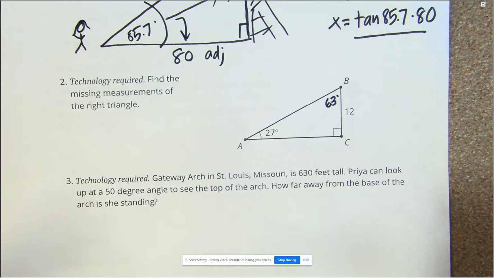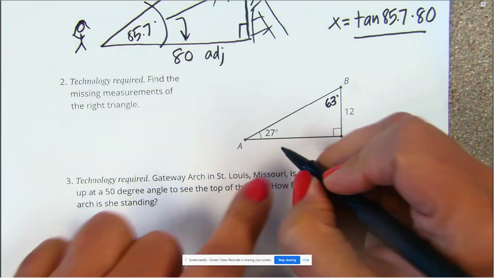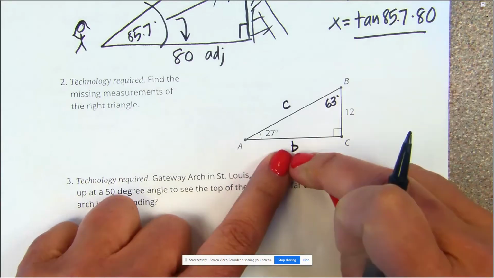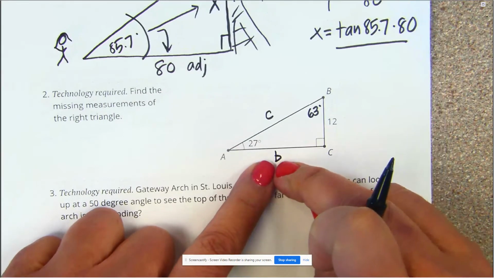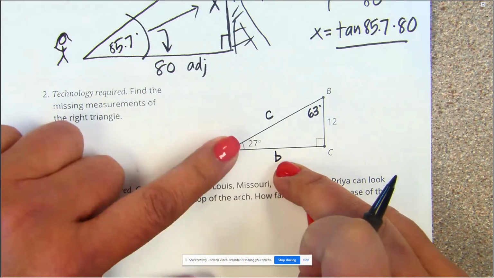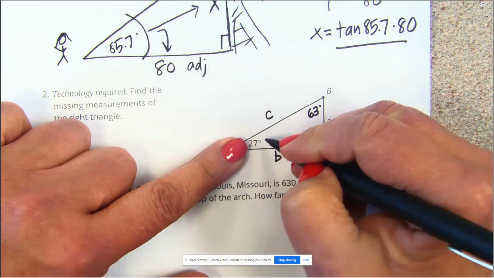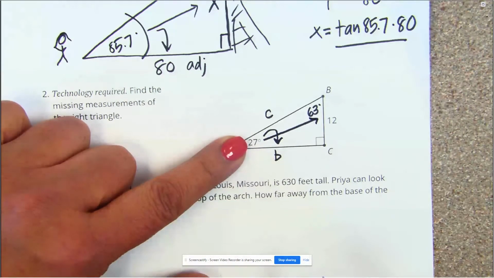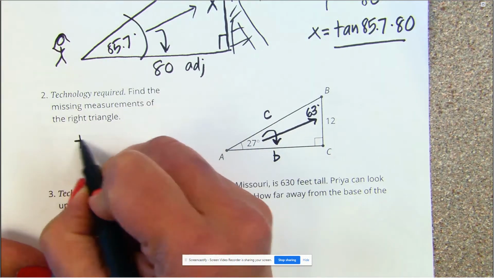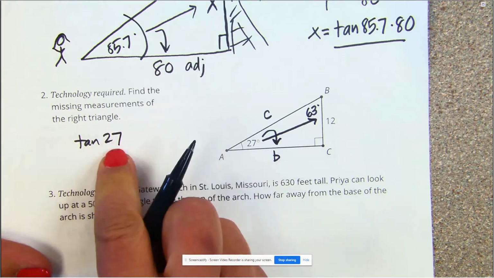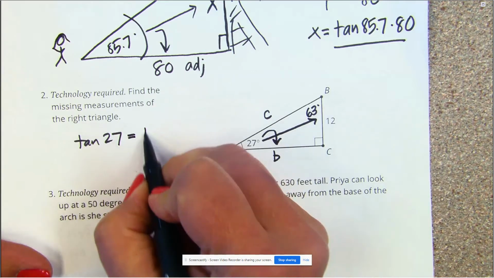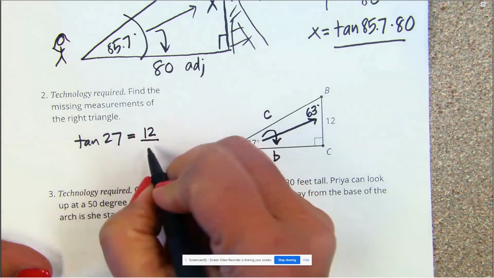Now, which side do you find first? Your choice. I'm just going to call this little b and this little c. I'm going to find b first. Does it matter which angle I use? No, I'll use 27. So that's the adjacent, and I know the opposite. Opposite over adjacent is tangent again, right? So tangent of 27, why 27? Because that's what I chose, is the opposite 12 over the adjacent, I don't know.